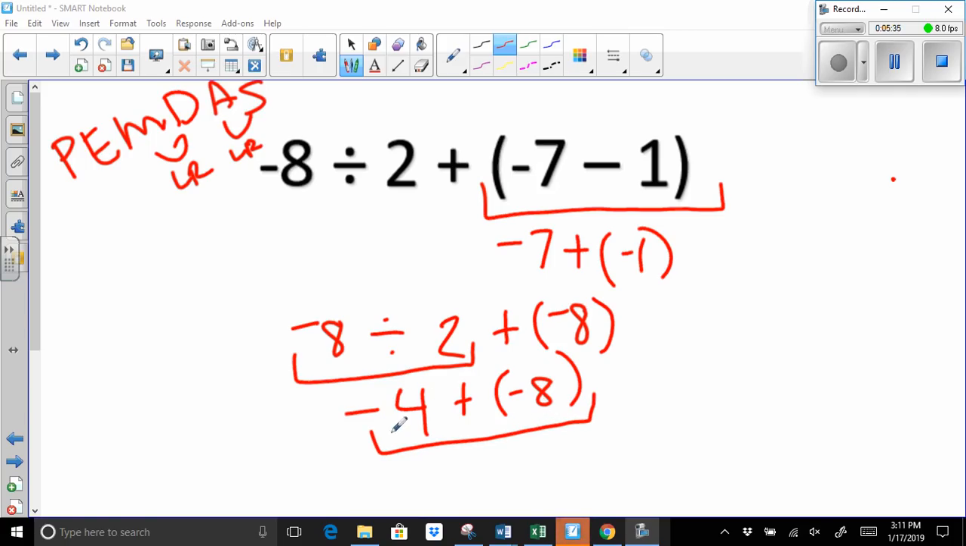If we had 4 negative tiles and 8 more negative tiles, we now have a total of 12 negative tiles. So our answer is negative 12.